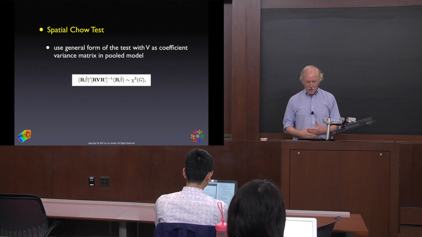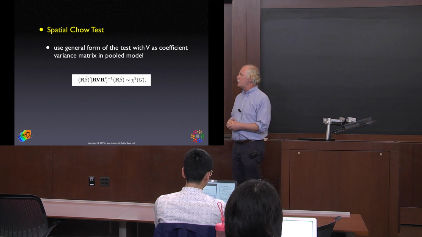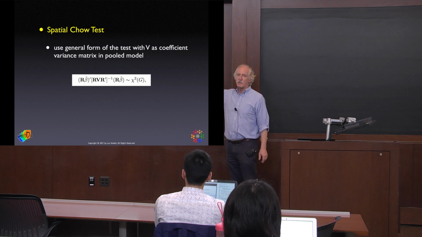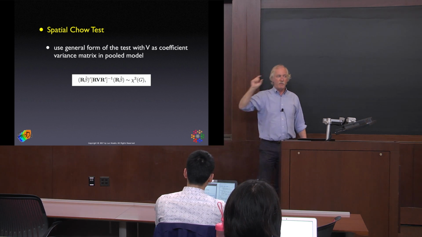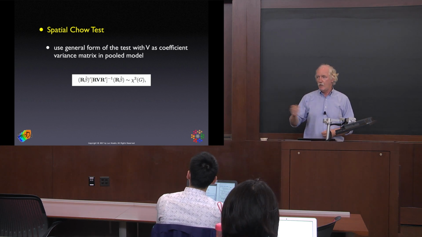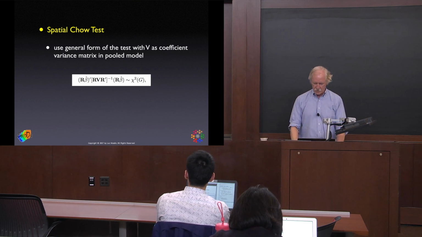And then finally, as I already announced, the spatial Chow test is really nothing to it. This is exactly the same expression as I had before. The difference is getting the right V, getting the right variance. And that we'll talk about next week when we start with the estimation of these different models.